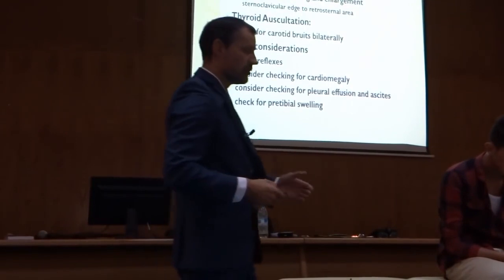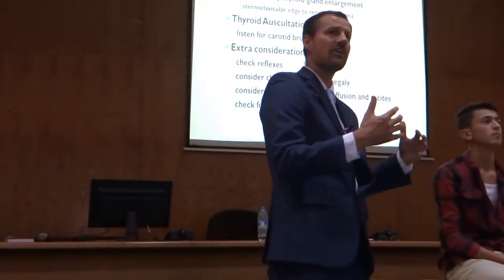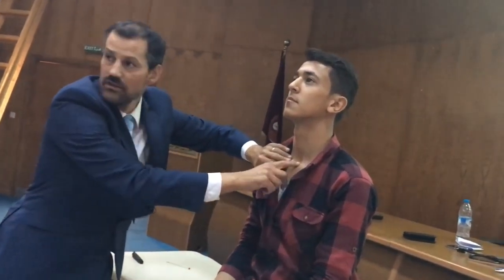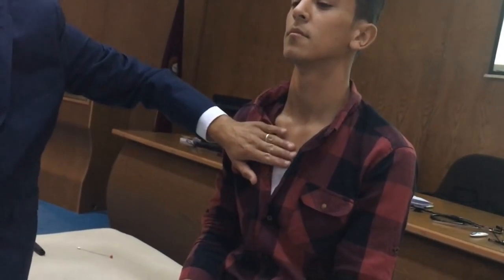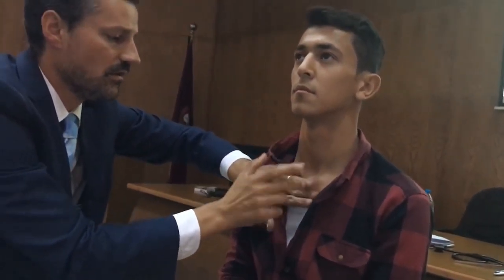So then we're going to move on to percussion. Why are we doing percussion? We're checking for enlargement of the thyroid glands. The thyroid gland can go below the sternum. So we're checking whether they've got a big goiter, basically. You start from just above the supraclavicular joint and go down to the sternum. Normally you hear a nice hollow sound with the air underneath of the lung, but if it's dull, there may be an enlarged gland underneath.